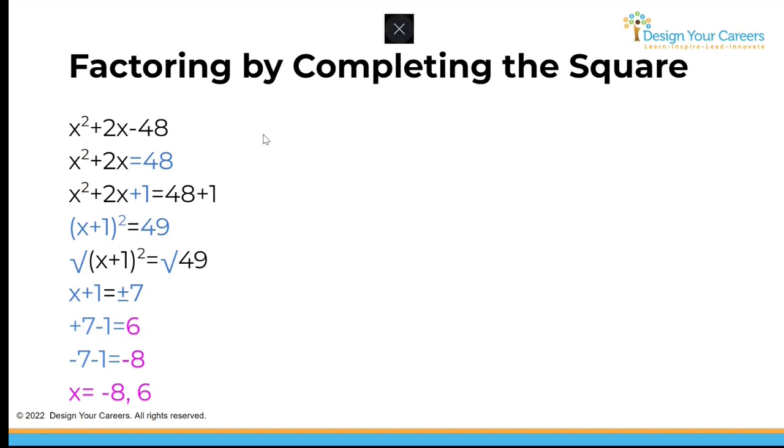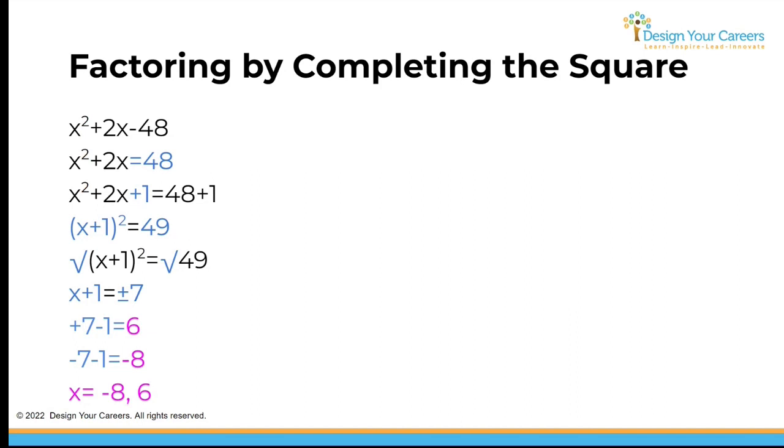So x squared plus 2x plus 1 is equal to 48 plus 1. And then this is our perfect square trinomial, so we can just factor it to x plus 1 squared. And that's equal to 49 once we've simplified it. Then we're going to take the square root of both sides. And keep in mind, you have to take the square root of both sides, because anything you do to one side, you have to do to the other side. So that leaves us with x plus 1, because the square root and the square cancel each other out, and then equal to plus minus 7.